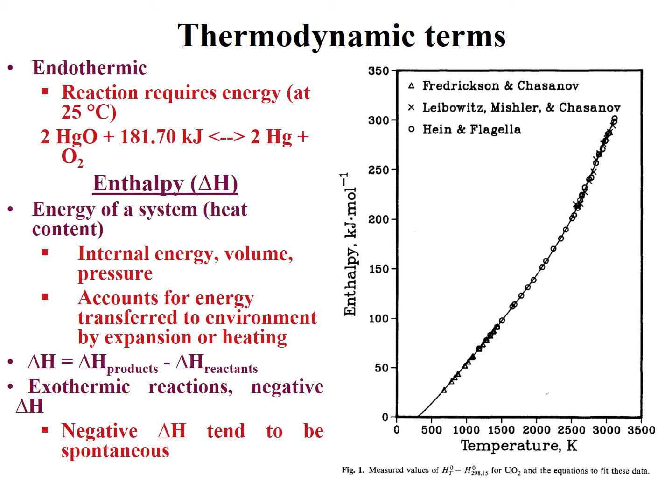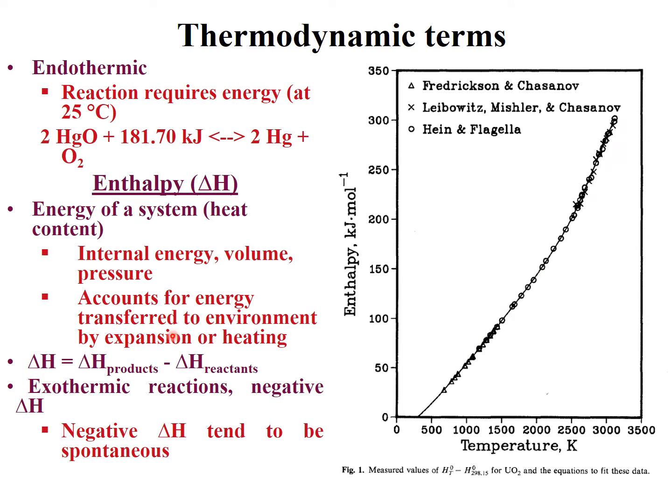Now, when we discuss some material or a system, we can talk about the energy content of the system in terms of enthalpy. This describes the energy of a system and really accounts for, as described here, energy transfer to the environment by heating, by expansion or heating. As an example, we have some enthalpy measurements listed here, H at T minus H at 298.15 K for UO2, and as we see from this, we see that enthalpy increases at higher temperatures.